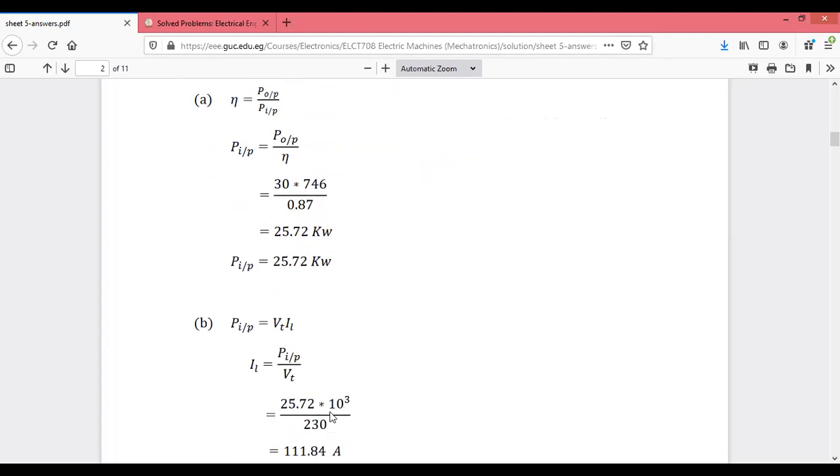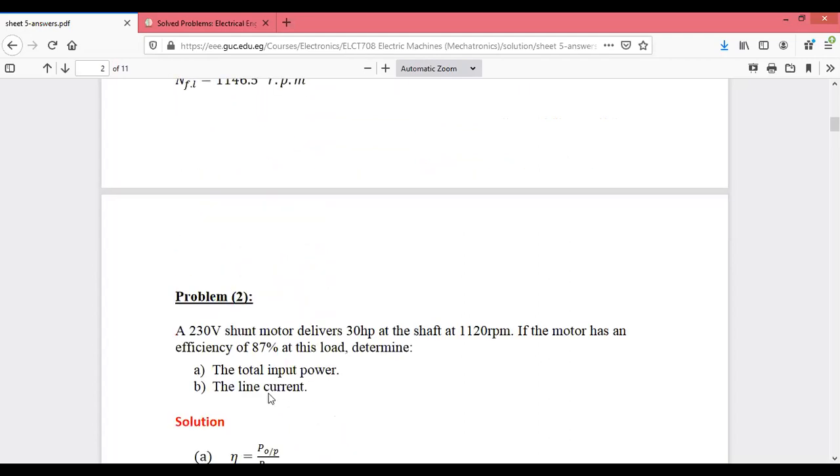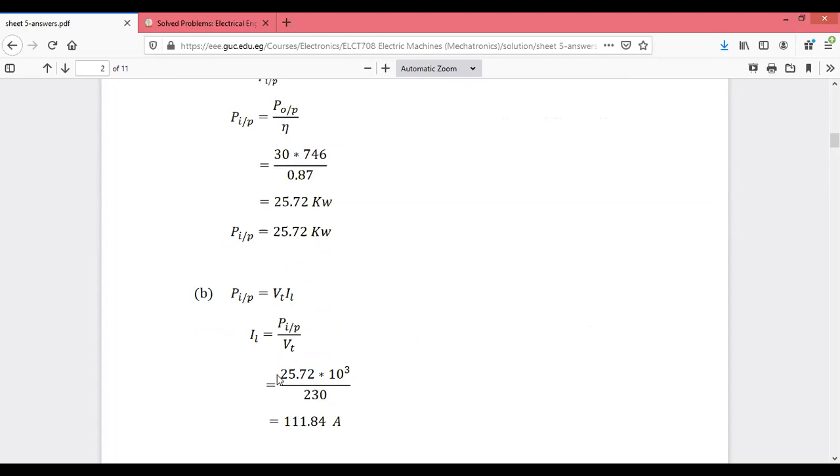Now, what are you supposed to solve again? Line current. Here we have the value for power and the value for voltage, and we are supposed to find the value for current. We can write power equal to voltage into current, so you can convert that equation to get current equal to power upon voltage.